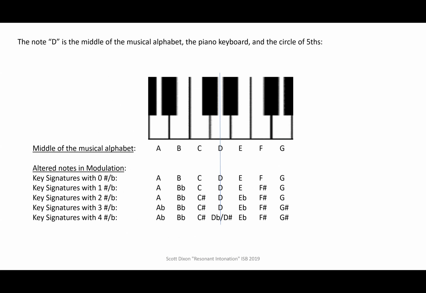Check this out. D is the middle letter of the musical alphabet, A through G. The keys on the keyboard are arranged mirror image symmetrically around D. You go right or left 1 note and you get a sharp or flat. You go right or left 2 notes, you get a natural, et cetera, et cetera. So C is not the middle of notes. D is the middle in terms of notes.